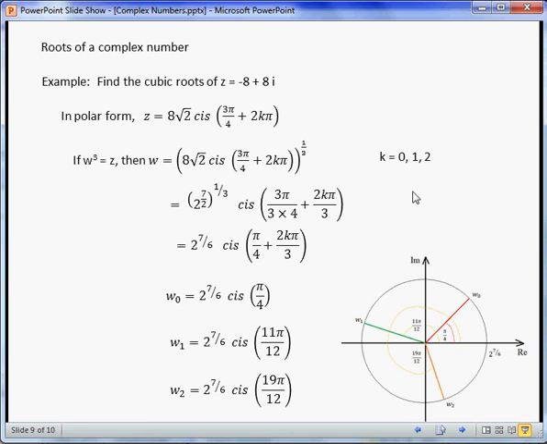You have to think about, why is k only 0, 1, and 2? Why isn't it also 3 and 4 and 5? Well, I know there's going to be 3 roots because it's cubic. So that's one answer. But also, if you take a higher number, it's just going to give you the same answer as these, because they're equally spaced around the circle.